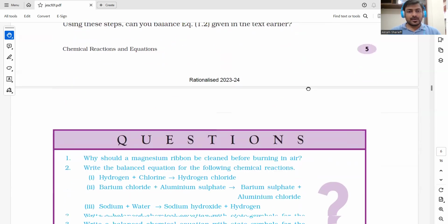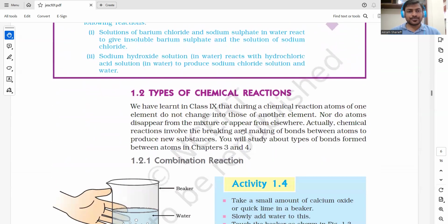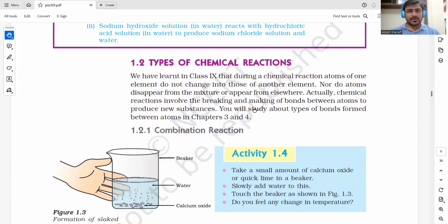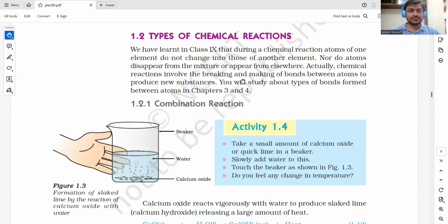Okay. Now we have some in-text questions which we'll be doing along with the exercise. Let us continue with this. Now we'll next move on to the types of chemical reactions.